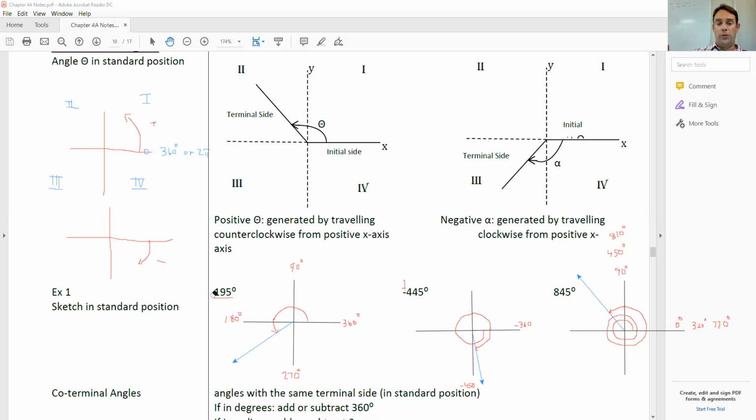So here's what I want you to try. Instead of using degrees, what if we used radians? In other words, what if I gave you some other values? Like, what if I asked you to graph 3 pi over 4?